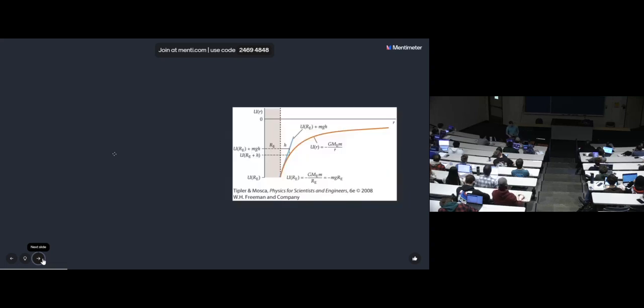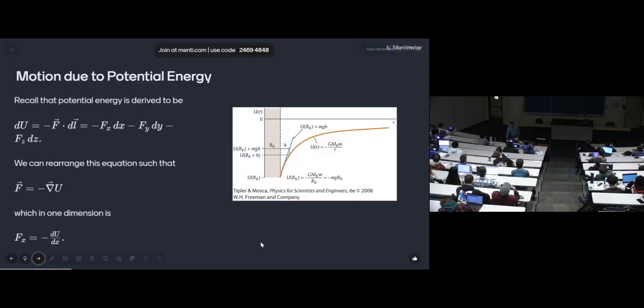It turns out that we wrote that down as a differential change in potential energy being equal to minus the force times a differential change in length.